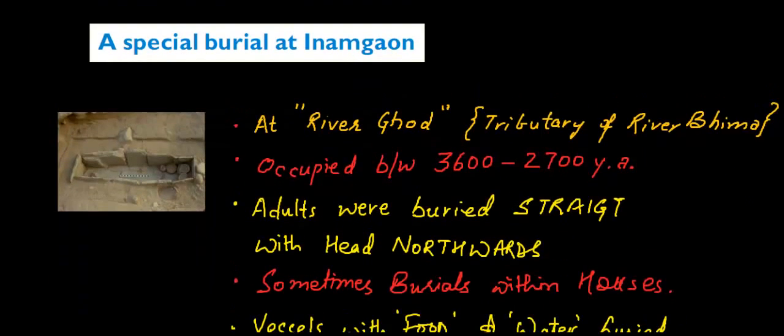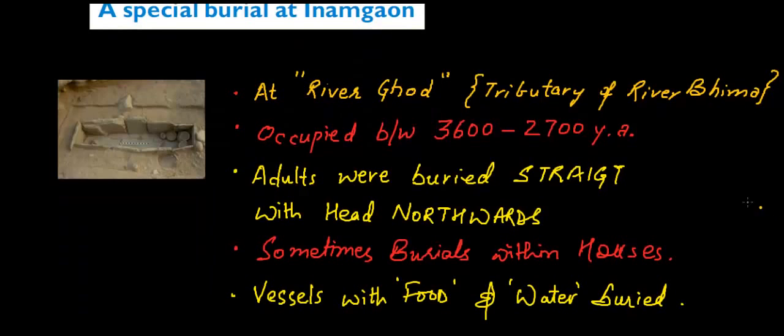Now let's see that thing in a little detail. The historians have found in Inamgaon, nearby the river Ghod, a famous river there, which is a tributary of river Bhima. This particular site could have been occupied between 3600 years to 2700 years ago.